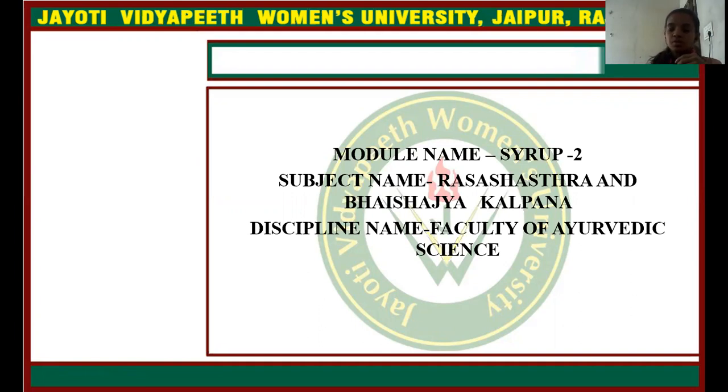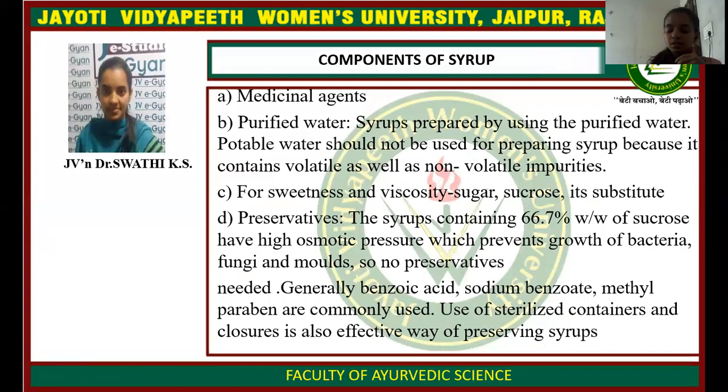So in today's session, we will deal with syrups. The components of a syrup: one is the medicinal agents, and next is the purified water. Syrups are prepared using purified water; potable water should not be used for preparing syrup because it contains volatile as well as non-volatile impurities. And for sweetness and viscosity, sugar, sucrose, or its substitute can be used.